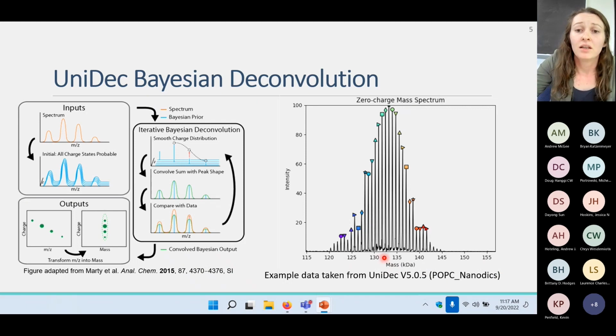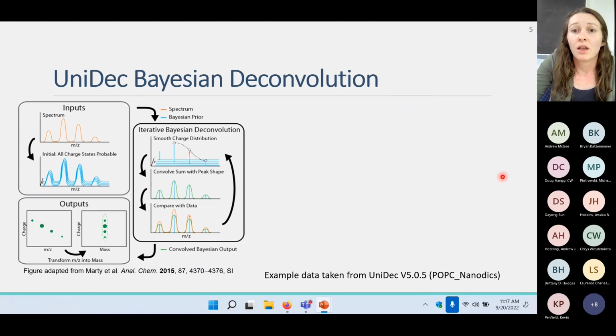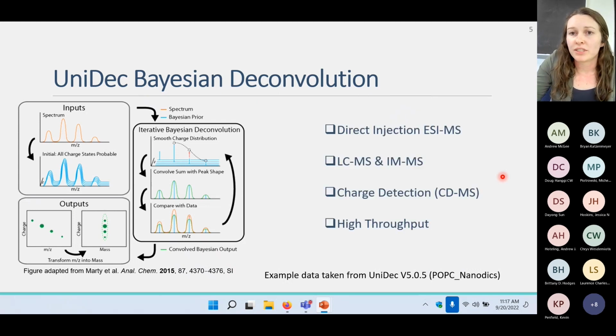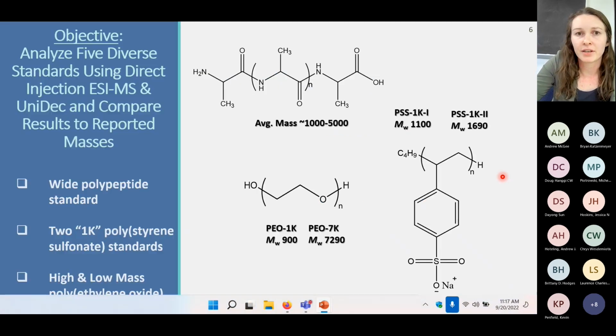They were looking at things over 100 kilodalton and have been able to show very promising results. This has been used on direct injection, ESI, LCMS, ion mobility MS, more recently charge detection papers, as well as high throughput processing. So it's a very versatile software, easy to use. It's on GitHub for free.